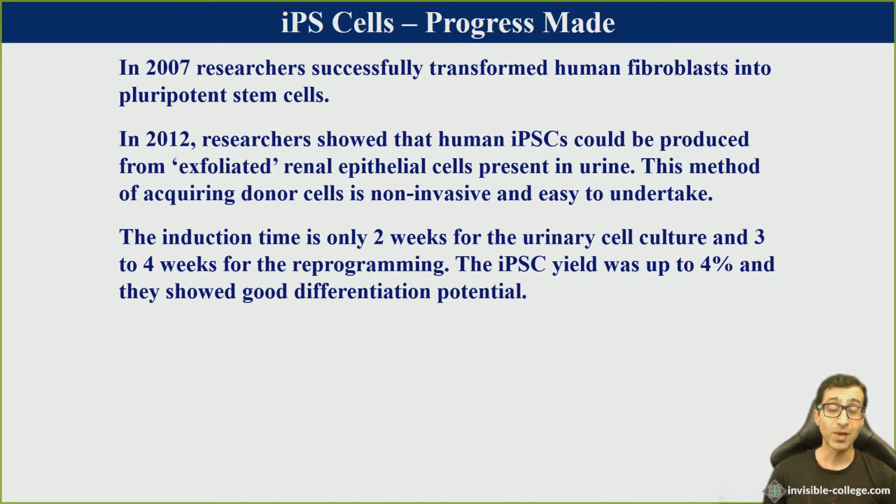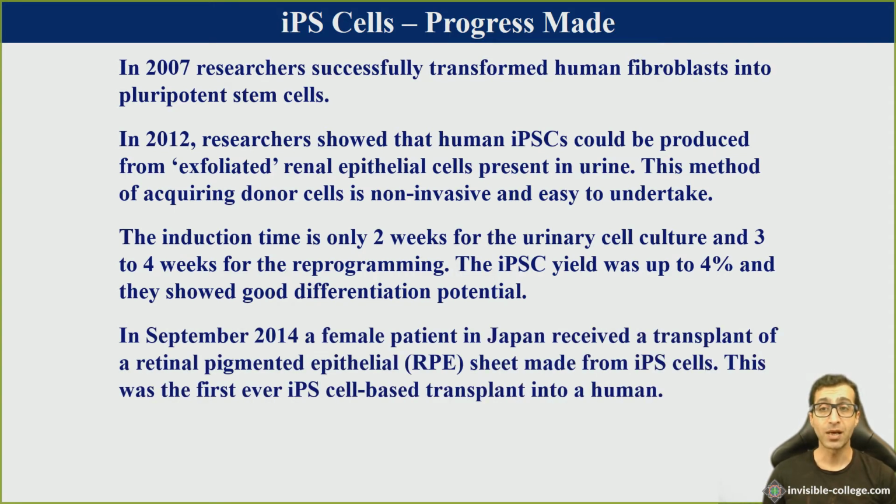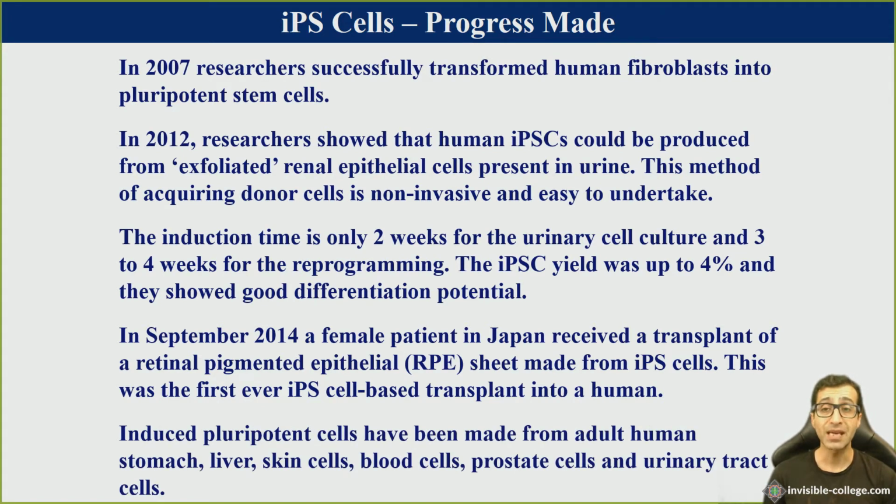So, in September 2014, as we said before, a female patient in Japan received a transplant of a retinal pigmented epithelial sheet made from iPS cells. And this was the first ever successful iPS cell-based transplant into a human. Induced pluripotent cells have been made from adult human stomach cells, liver cells, skin cells, blood cells, prostate cells, and urinary tract cells.